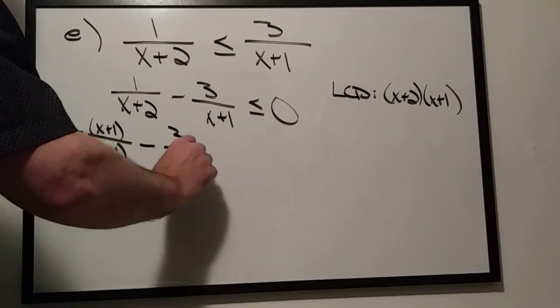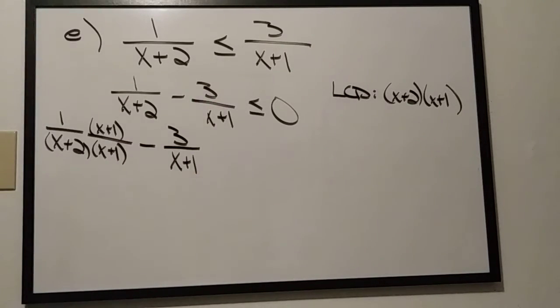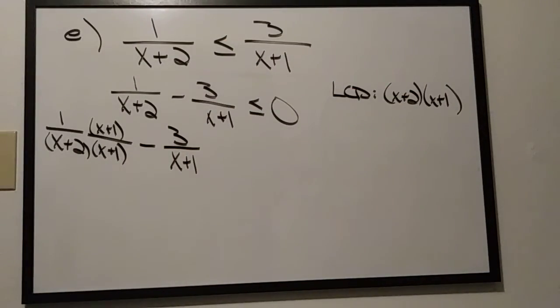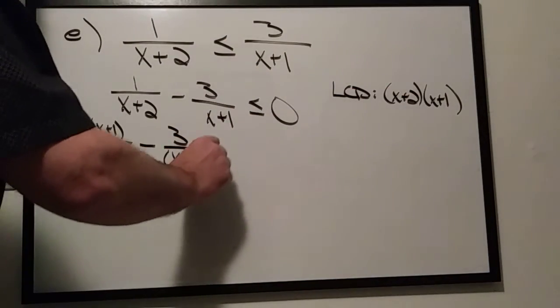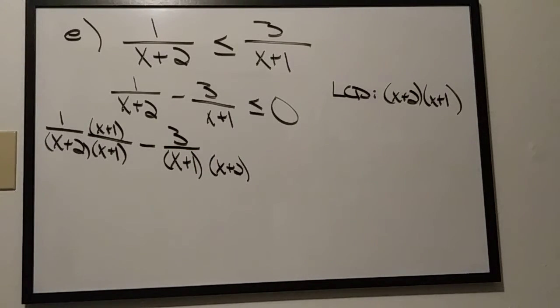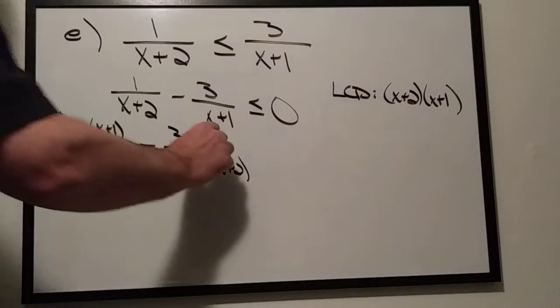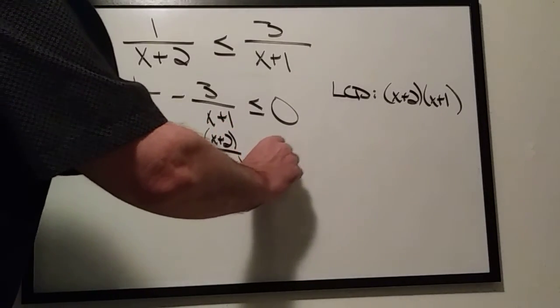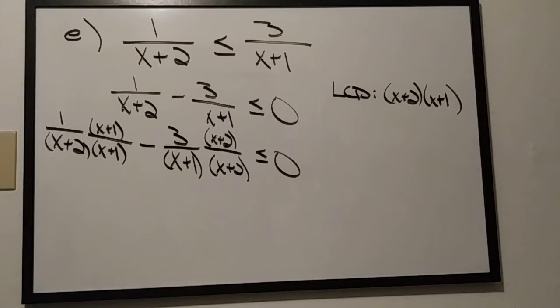Our first piece then, 3 divided by x plus 1. But when I compare this current denominator to the LCD, the missing factor is an x plus 2. So I need to multiply this denominator by x plus 2 to create the LCD. But if I multiply the denominator by x plus 2, I need to multiply the numerator by x plus 2 as well. And this is less than or equal to 0. So now I'm going to come in and do some multiplications and then some simplifications.